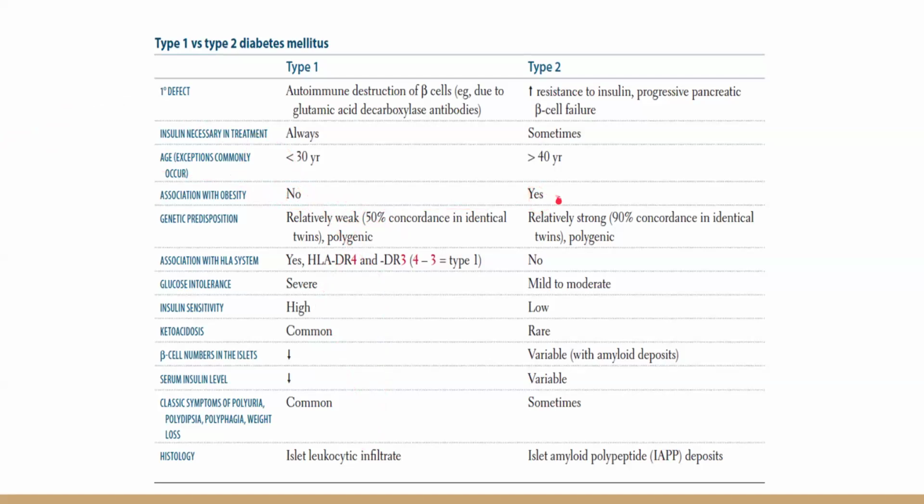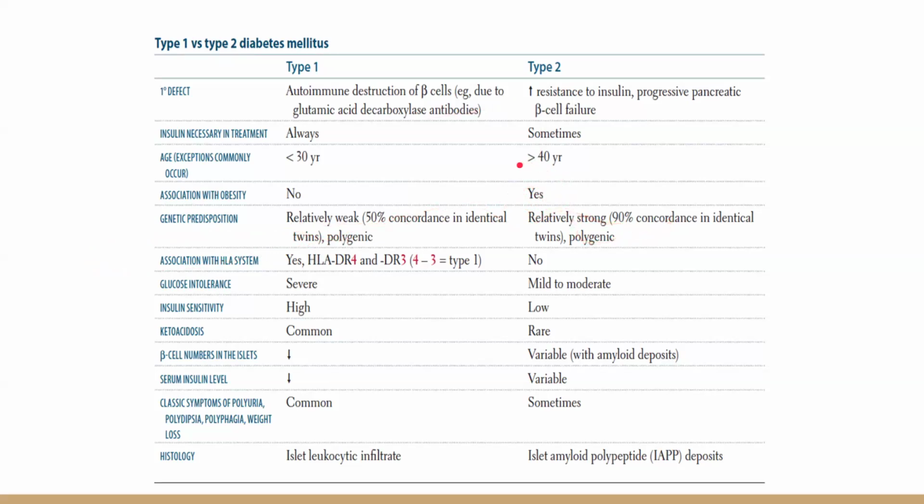Okay, here, because you do have insulin. The problem is with sensitivity, but to some extent, you're still sensitive to insulin in some parts, so you won't have lipolysis in those parts. So you will have weight gain. Okay. Genetic predisposition, relatively weak in type 1, but it is high in type 2.